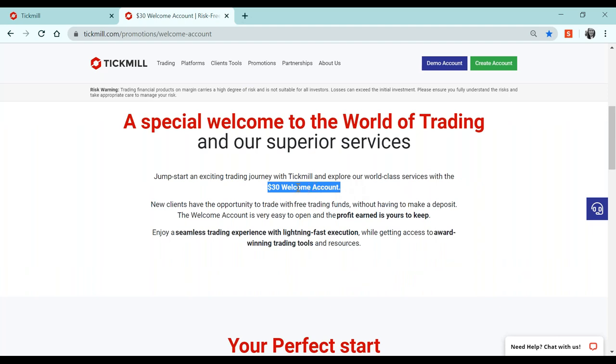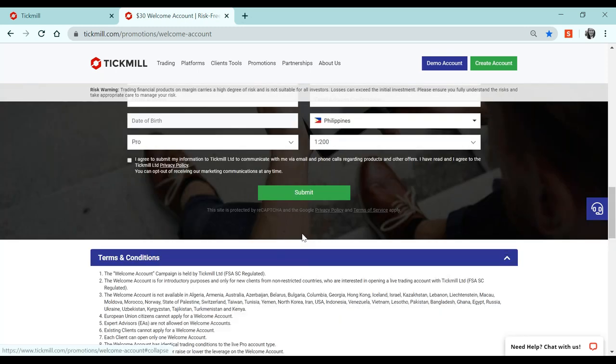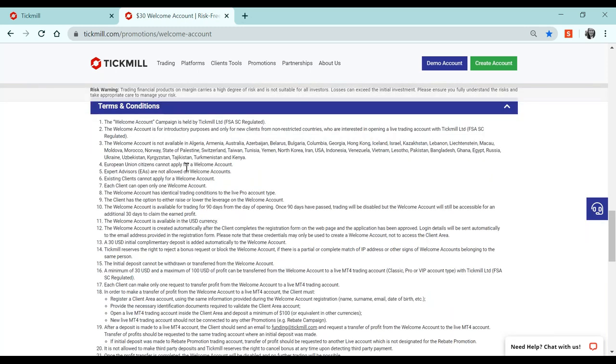And then once you profit, from $30 up to $100, you can withdraw it. So ensure mo lang na itong terms and conditions, mabasa mo siya para at least hindi masayang yung effort mo pag i-withdraw mo na siya. Kasi there are certain conditions that you have to meet. Although very basic lang naman, mabilis lang naman siya. Mahigpit lang din si Tickmill sa multiple accounts in one IP address. So ensure mo lang that when you open a welcome account, once natalo yun, that's it. You will not open another, kasi even if you profit from the second account, you won't be able to withdraw it.